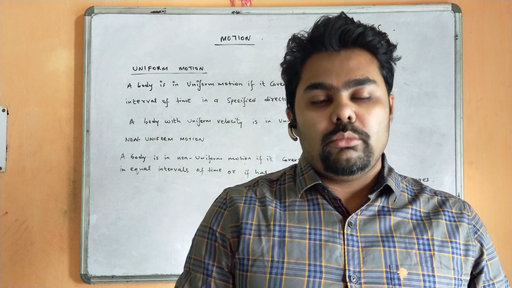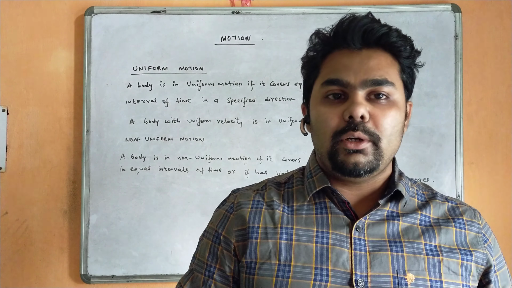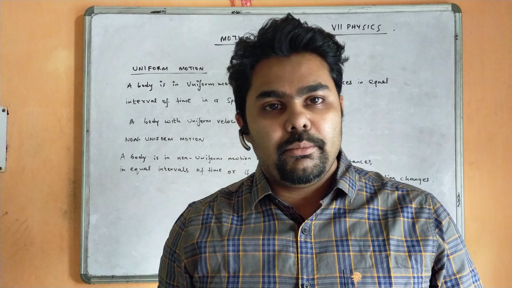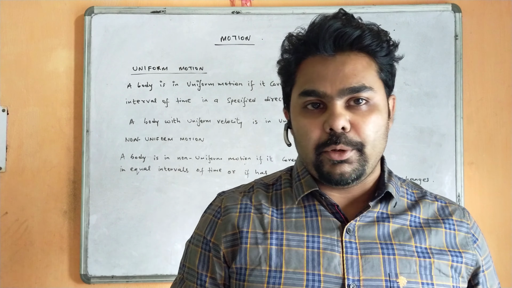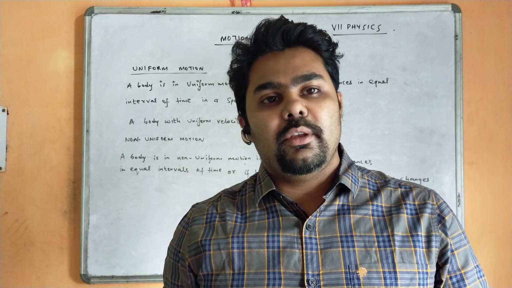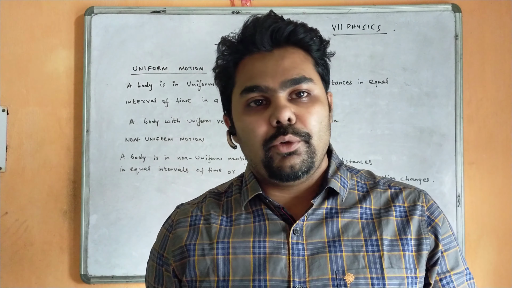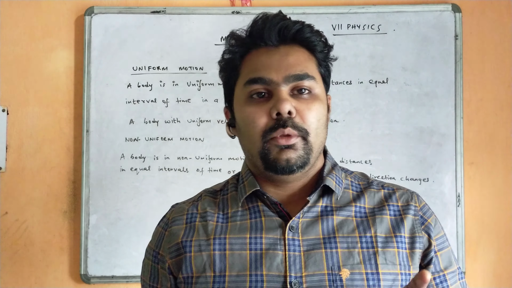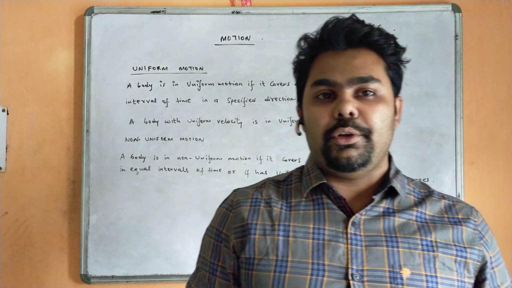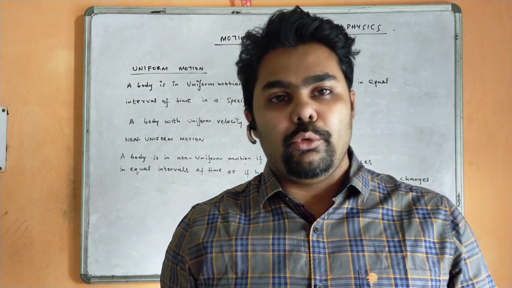We have also learned what is uniform speed. If a body covers equal distance in equal interval of time, we consider it to be uniform speed. Whereas if a body covers unequal distance in equal interval of time, we consider it to be non-uniform speed. Okay. Here in this video lesson we will find what is uniform motion and non-uniform motion.